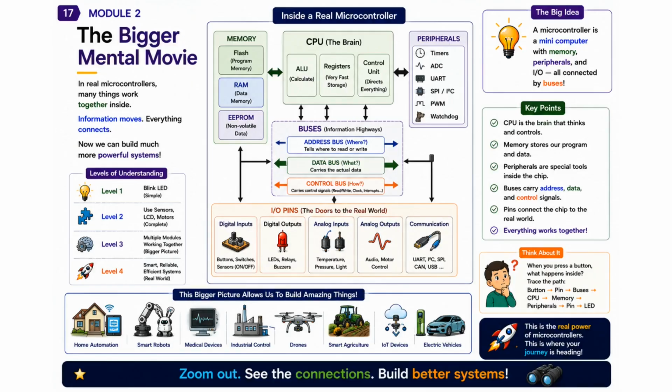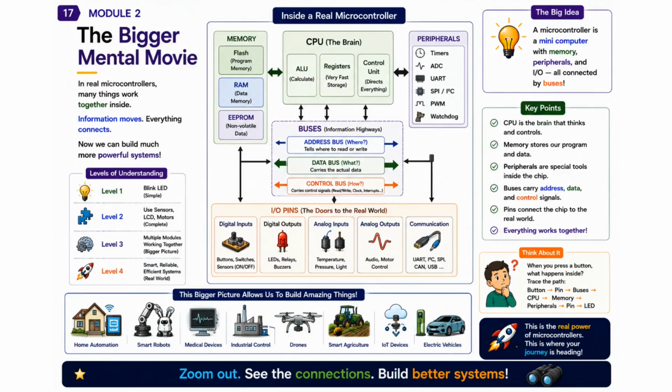Finally, the I/O pins connect everything inside the chip to the outside world. Through these pins, we receive button presses, sensor measurements, communication signals, and many other inputs. And through these same pins, we control LEDs, motors, buzzers, displays, and external devices. This bigger picture allows us to build amazing applications. Home automation systems, smart robots, medical devices, industrial machines, drones, smart agriculture systems, Internet of Things products, and even electric vehicles.